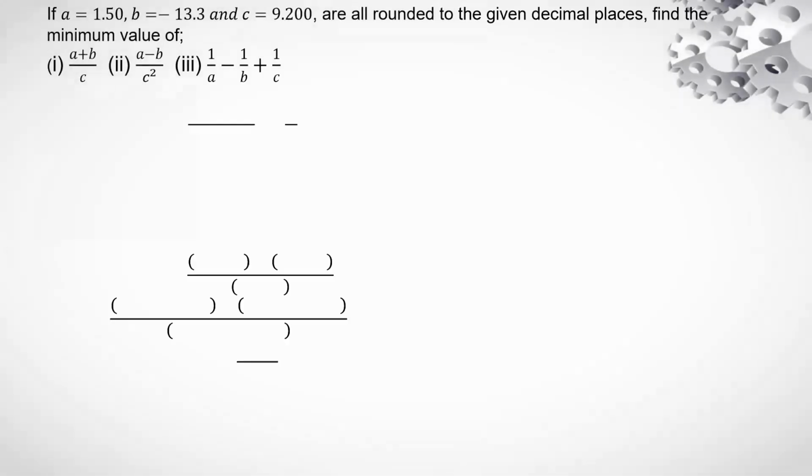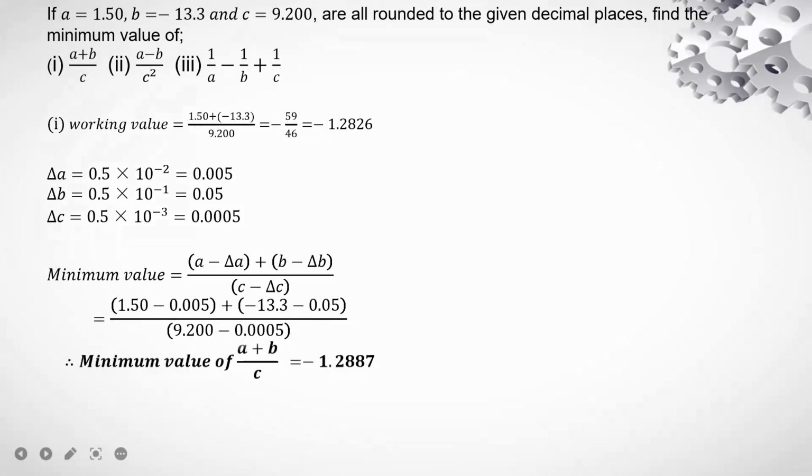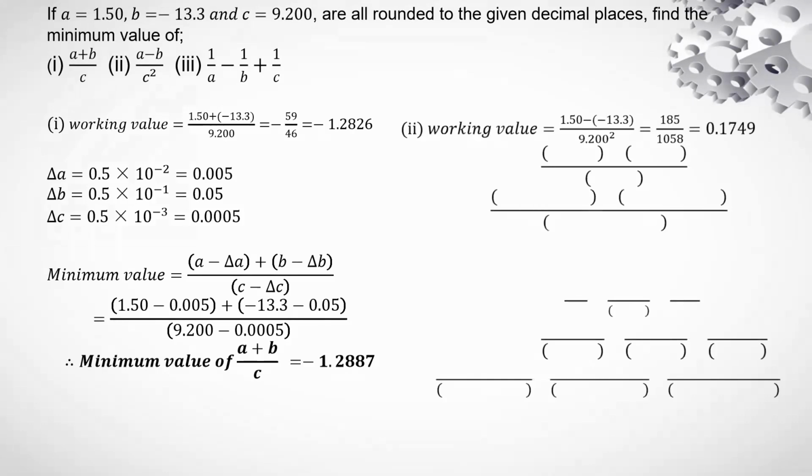So we shall continue from where we stopped. Then we had finished part 1, and that's what we had obtained. Then we had started on part 2. We have said we obtained the working value first.